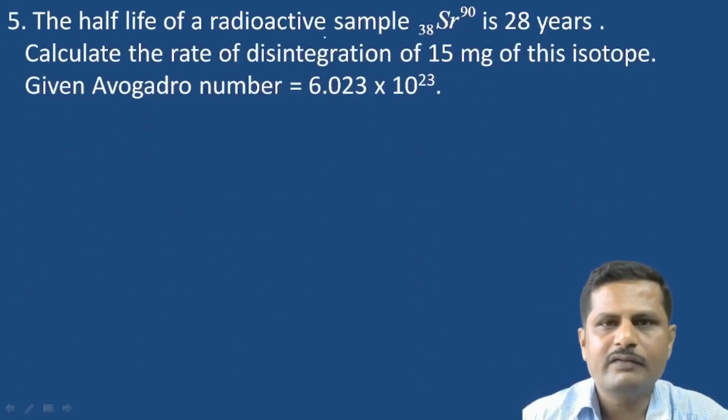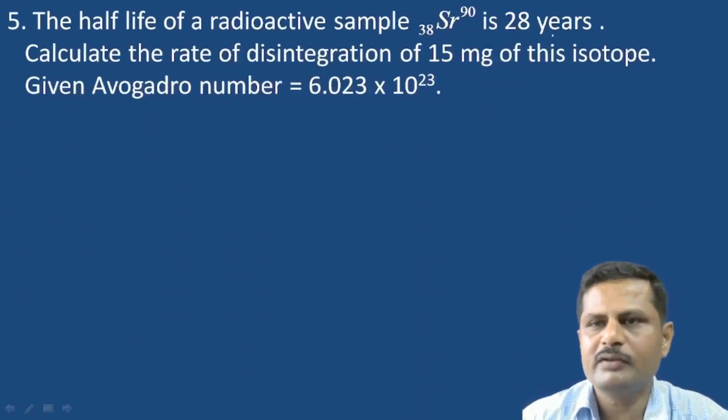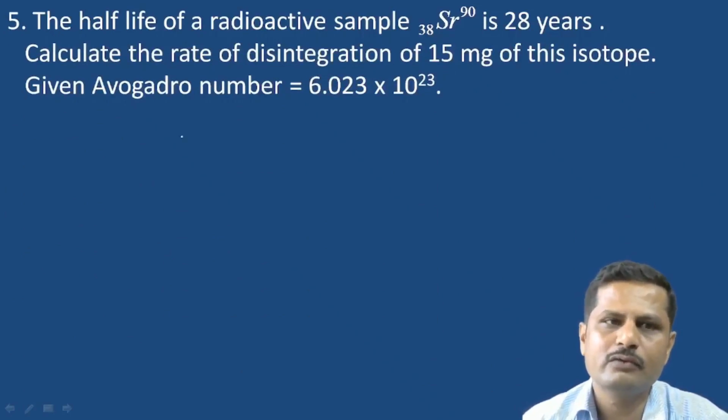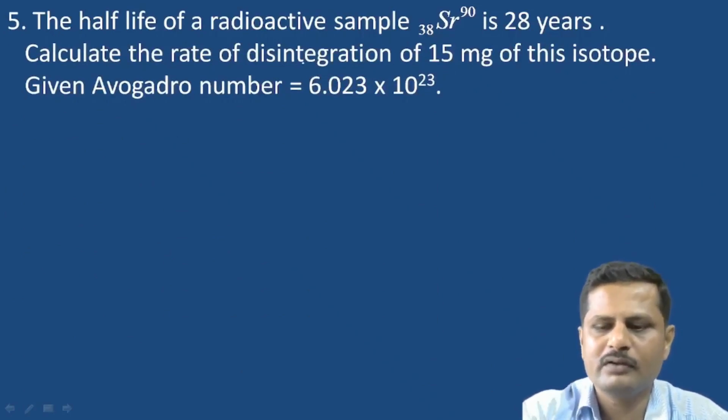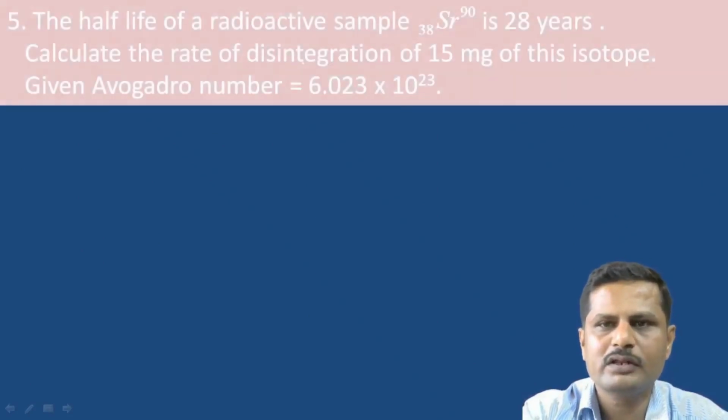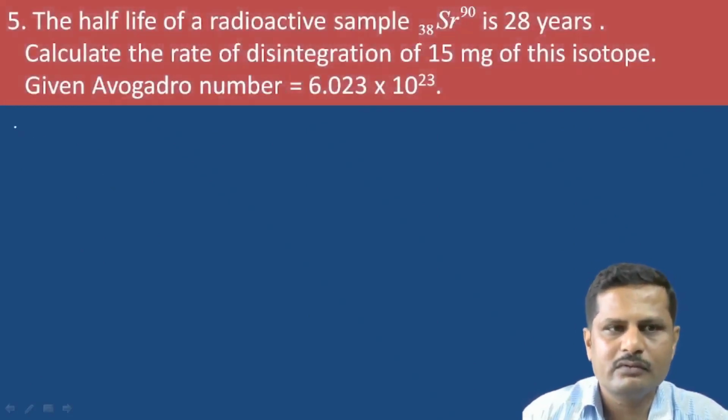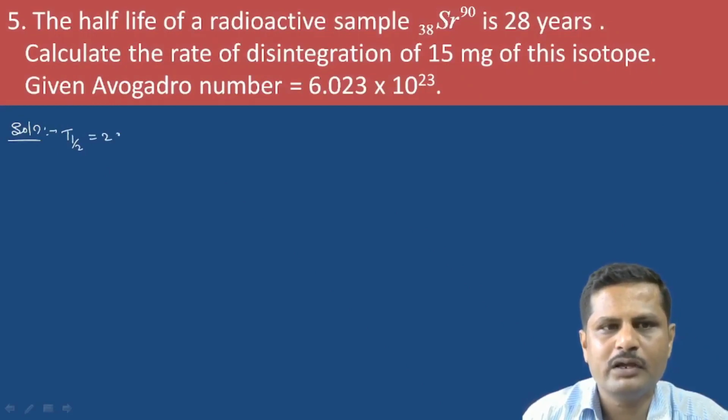The half-life of the radioactive sample strontium is 28 years. Calculate the rate of disintegration of 50 milligram of this isotope. Given Avogadro number, that is 6.023 into 10 raised to 23 atoms. So let me write the given data first. We have here half-life, that is T half equals 28 years.